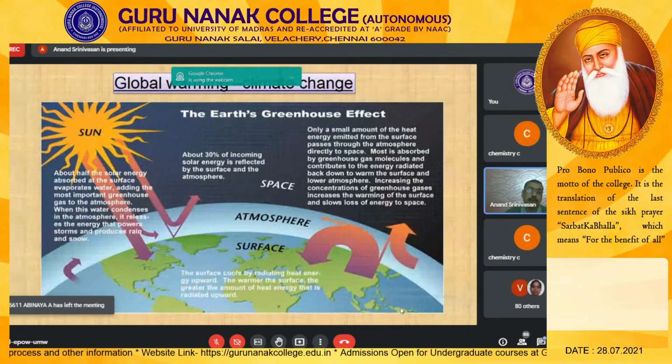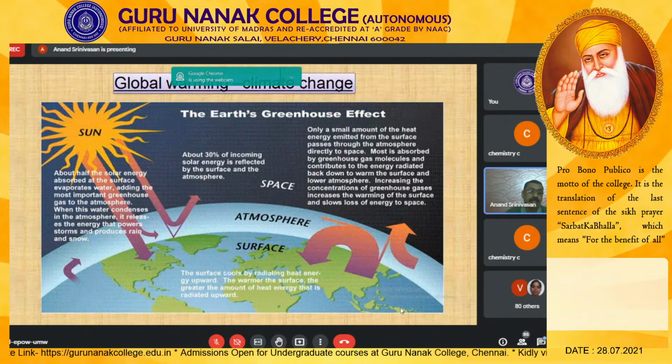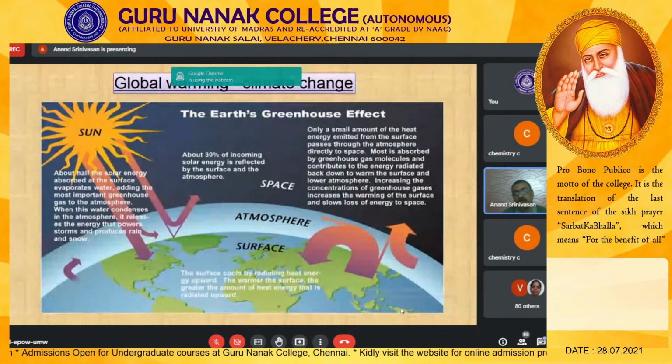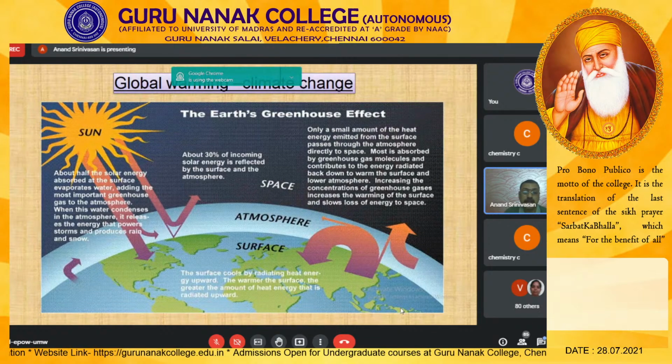When you look at global warming and climate change, you can see half of the solar energy is absorbed at the surface. So what happens when too much CO2 is released into the atmosphere? It forms an insulating layer over the Earth's surface. As a result, most of the heat radiation that comes into the Earth's surface is not reflected back. So our prime objective is to reduce this layer in as many ways as possible. One of the possible ways by which the layer can be reduced is by switching over to biopolymers.